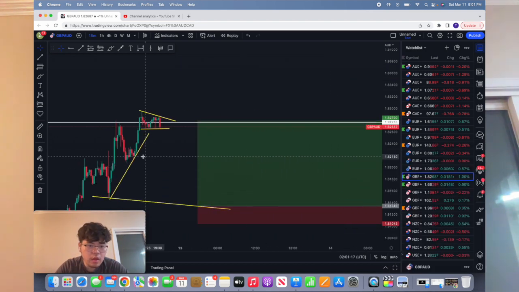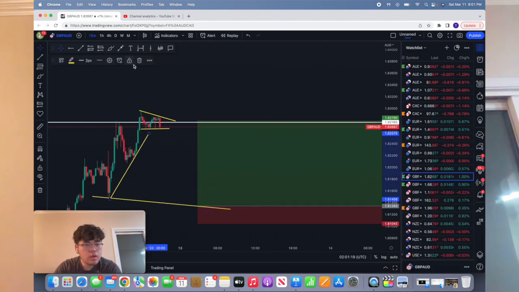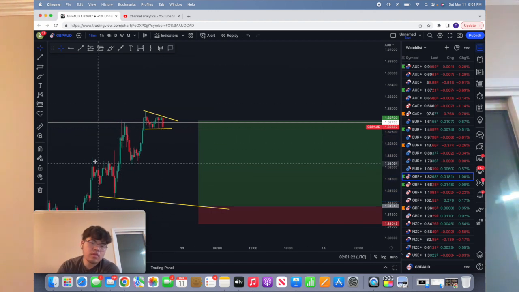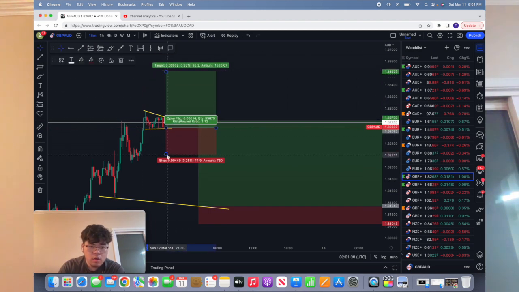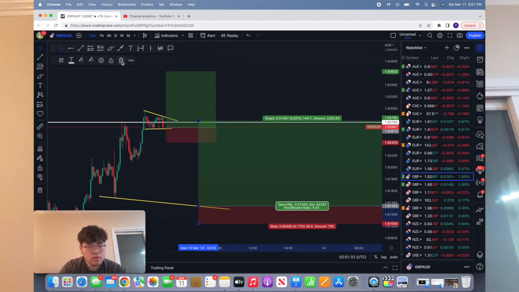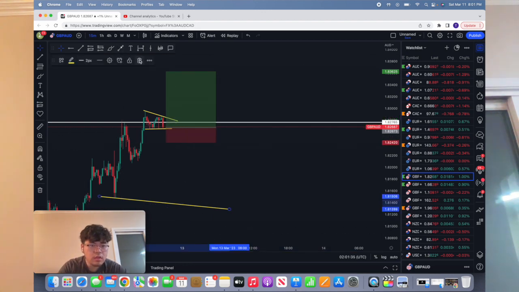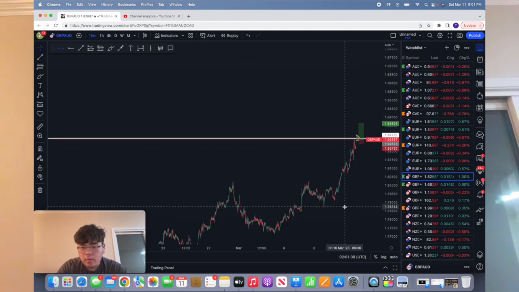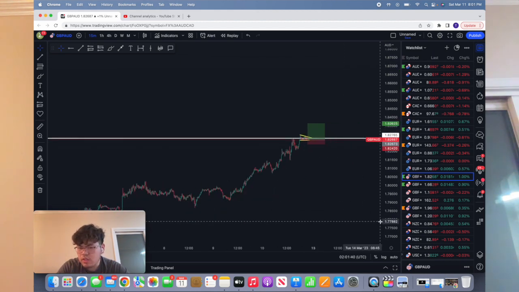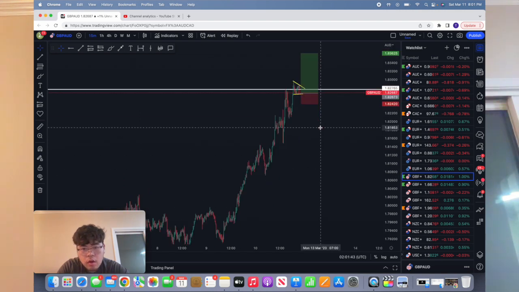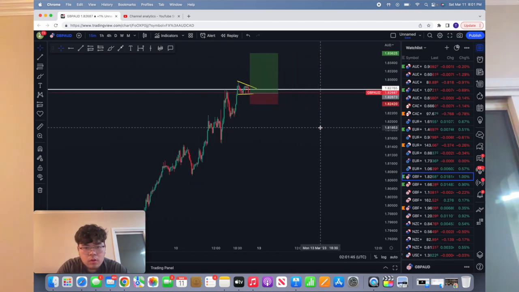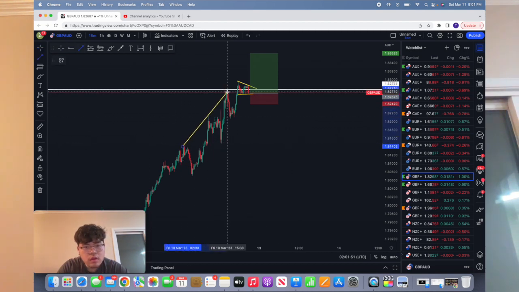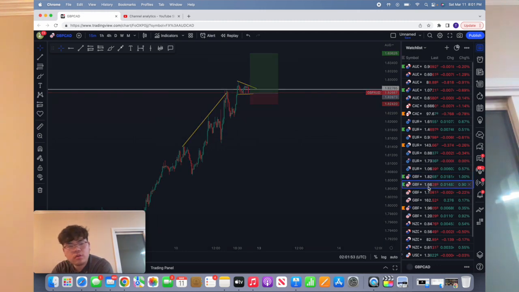So this flag right here, and plus the 3-touch structure I don't see. The flag right here is actually showing me that it's gonna go to the upside, which I'm not really interested in buying, but I would rather just stay out of that right now. Yeah, just the structure right here. It just doesn't match up.